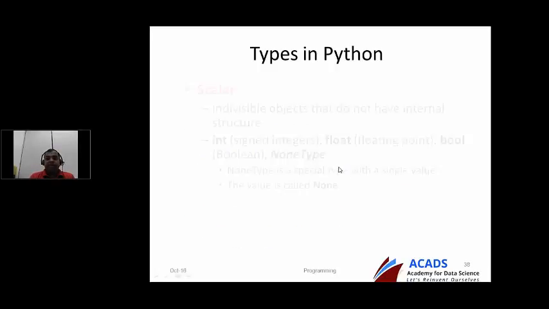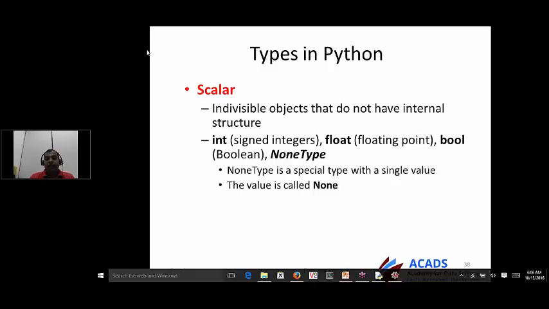The types themselves can be divided into two categories. One is the scalar type. Scalar types are like atoms or individual objects that do not have any internal structure. The scalar types in Python are integers, floating points, booleans, and a special type called NoneType. NoneType is a special type which has a single value. Remember, a type is a set of values and certain operations. So NoneType has a single value, and this value itself is called None, without any quotes or double quotes.